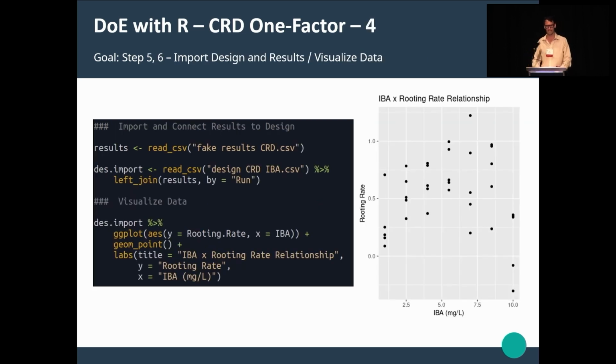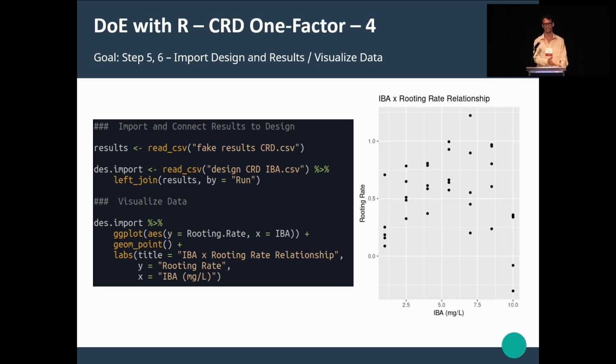Going through and visualizing the data, so importing some data and visualizing it, I left some points that are below 0% rooting in there, so you know it's fake data. Once again, fake data. In the first line of code, results is assigned to a CSV file that I read in, which are the fake results, crd.csv. Then I import the design from where I saved it earlier, just so I know I'm working with the same thing. And I use that left join function to join things by the run column.